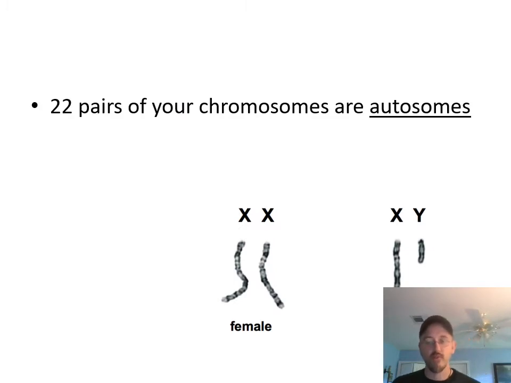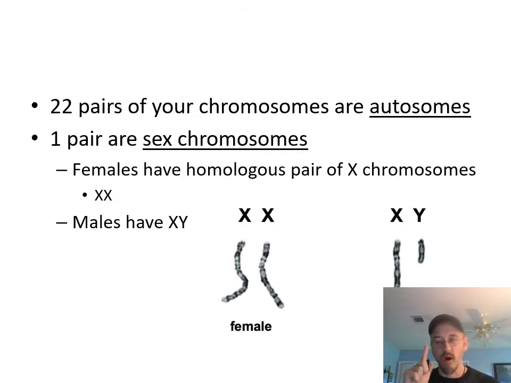Now, 22 pair of your chromosomes are autosomes. I've used this word once already. Those are your typical chromosomes. And there's one pair of sex chromosomes. Females, well, I'm going to say typically, there are always variations to this. Females typically have a homologous pair of X chromosomes, XX. Males typically have XY. So here's a female, XX. They have the same two chromosomes. Males have an X and a Y, Y being much smaller.